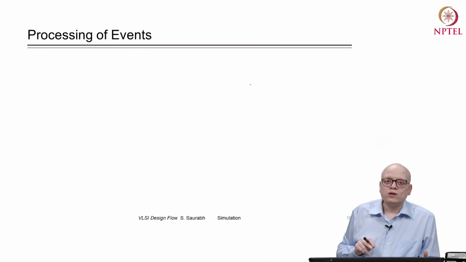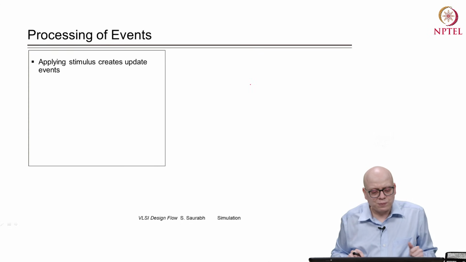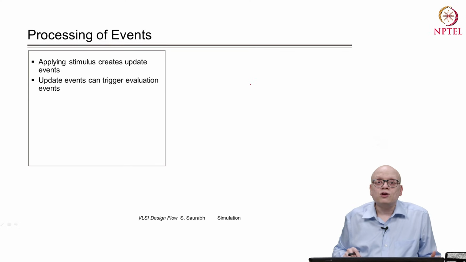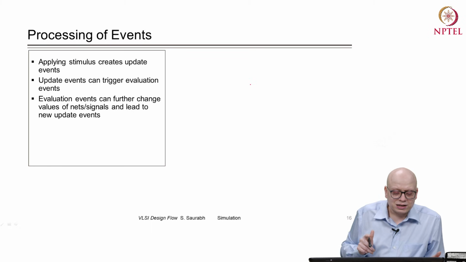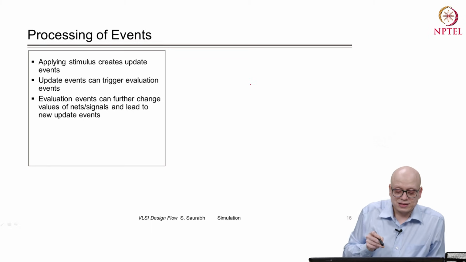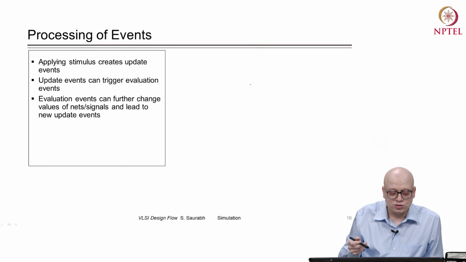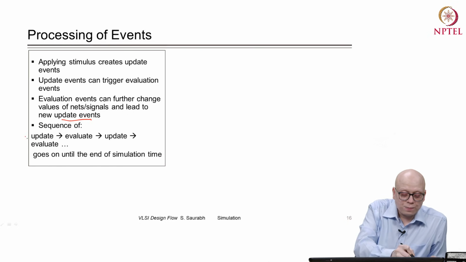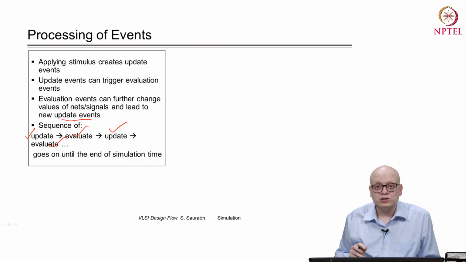Now, how does the processing of events is done on the timing wheel? When we apply stimulus, it creates update events. Now, update events can trigger evaluation events for the nets or signals which are sensitive to it. Once the evaluation events are processed, evaluation can further trigger update events and can lead to new update events, right. And therefore, there is a sequence of update, evaluate and so on. It goes on until the end of the simulation time.